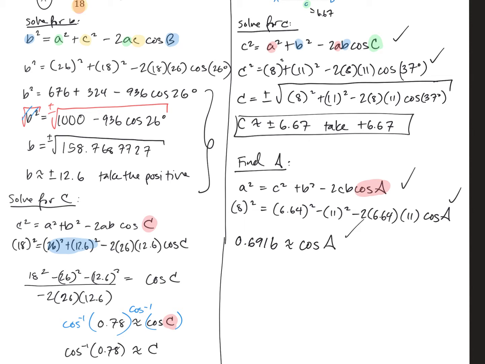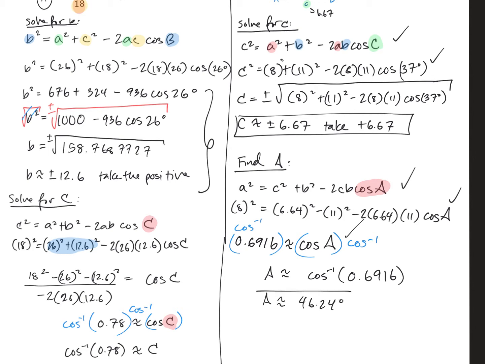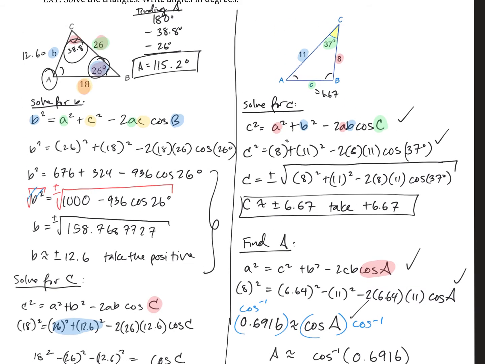Once again, these are the steps I would expect to see, because you can do this step here with your calculator. And then, cosine inversing both sides. Once again, show this step, please. We have that A is approximately equal to cosine inverse of 0.6916. And then A is going to be approximately equal to 46.24 degrees.